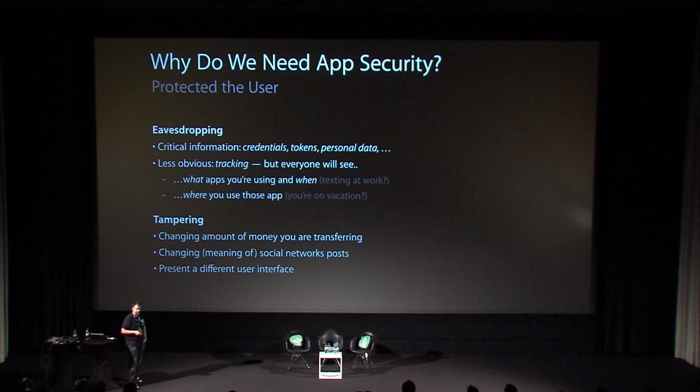So why do we need app security? First and foremost, we want to protect the user. We want to protect the user's data. There's critical information that's sometimes sent over the network, like user credentials, personal information, session tokens, and maybe less obvious, it's also tracking information. I'm not in the business of saying tracking is bad. I'm just saying that whenever an app tracks activity, make sure that this information is secured and is only seen by the people that should see it. But besides eavesdropping, we also want to protect the user from data tampering. That's the example I've shown before.